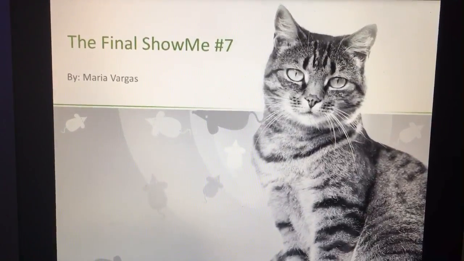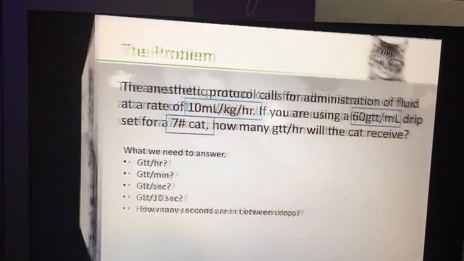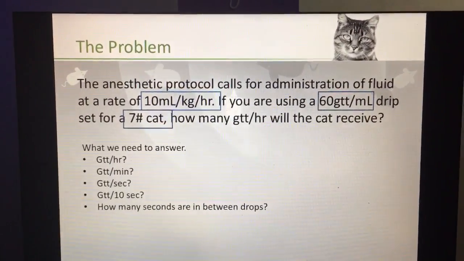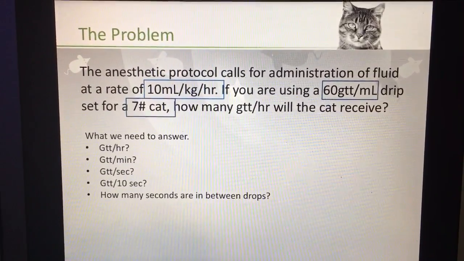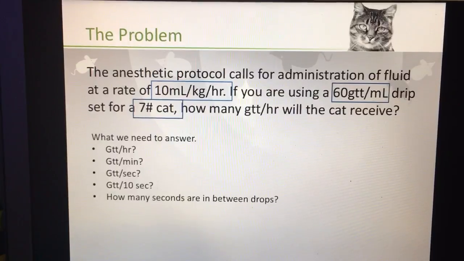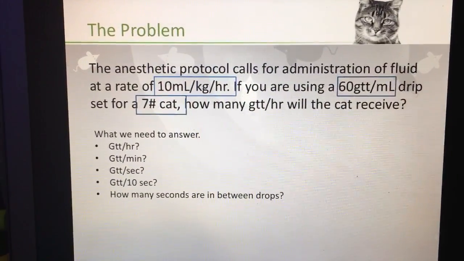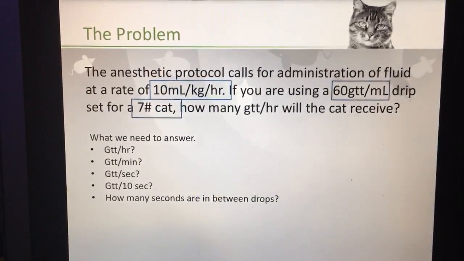This is my final ShowMe assignment, and today I'm going to teach you about drip sets. Whenever you see a problem, you always want to either highlight or circle the important information. The weight is that the cat weighs 7 pounds. The dosage is 10 milliliters per kilogram per hour. And the drip set is 60 drops per milliliter.